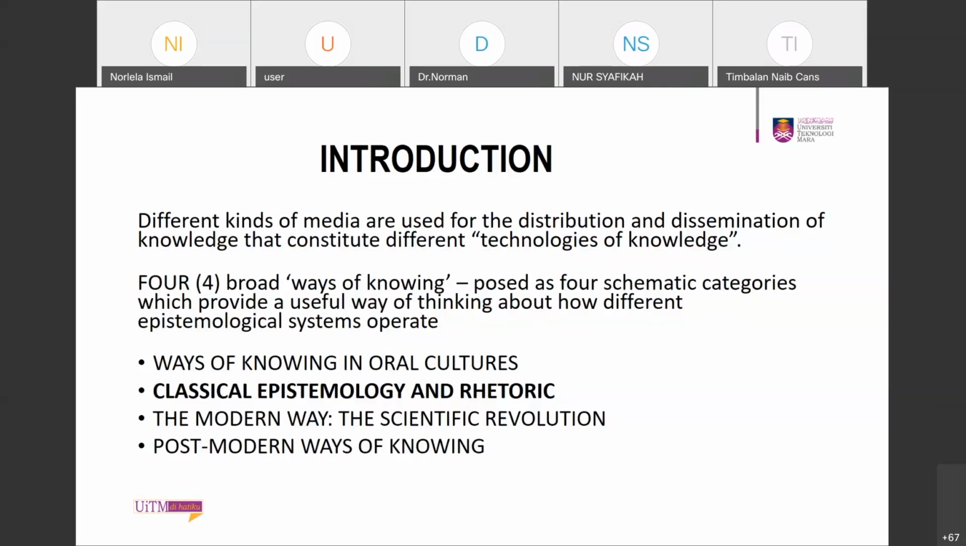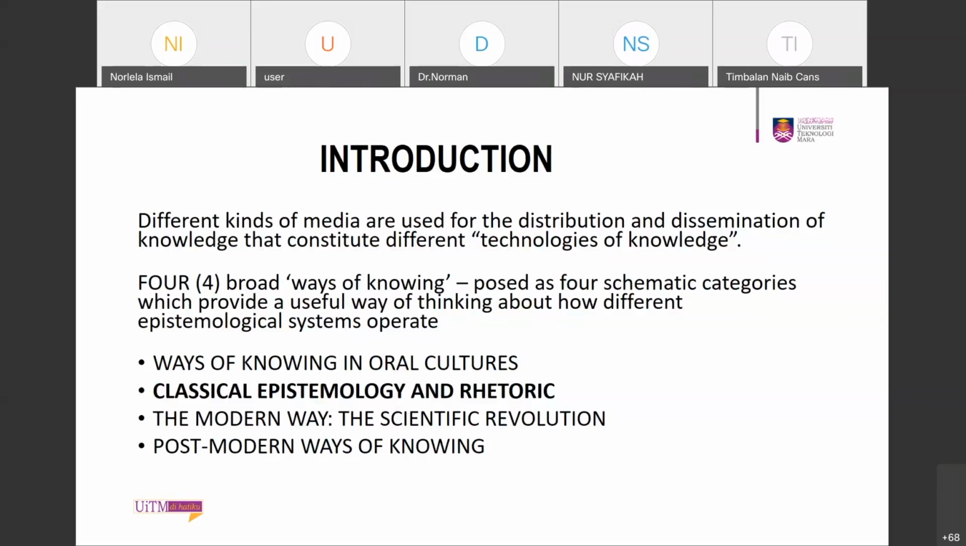And the third one is the modern way of knowing, very much in tandem with the scientific revolution in the late 17th century and throughout the 18th century up until today. So this way of knowing is where rational thought was championed over traditions and spirituality, as well as there emerged a number of scholars and thinkers who argued that knowledge could be measured and quantified. So this is a very modern way of knowing.